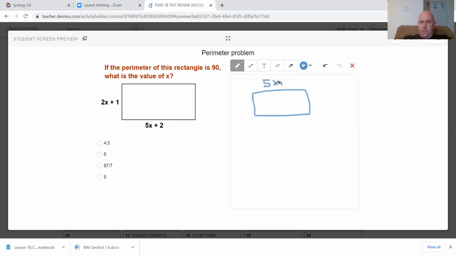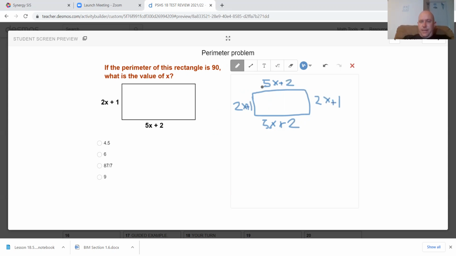On your paper, as you do your solving, for perimeter I would start by literally labeling all the sides just so you can see exactly what you got. So top is the same as the bottom, and left is the same as the right. And 2x plus 1.